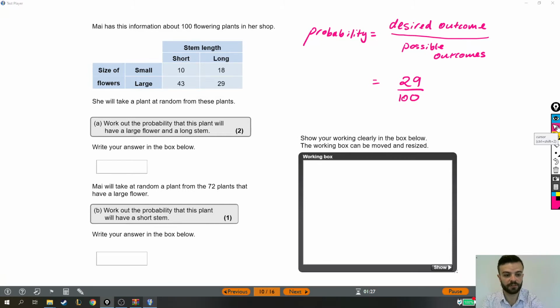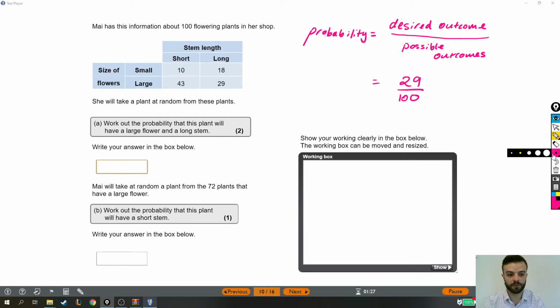Probability, I think, is easiest to think of as a fraction. However, if I try and write 29 out of 100, if I put a slash to represent the fraction, it doesn't let me do anything. So it's not going to let us give this answer as a fraction. We're going to need to give it as a decimal or a percentage. Does it let us put a percent sign? No, it doesn't. So we're going to have to give it as a decimal.